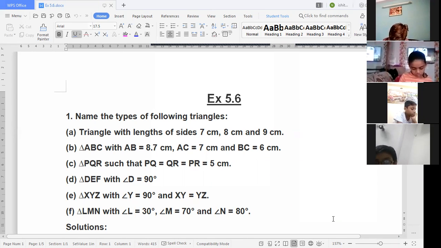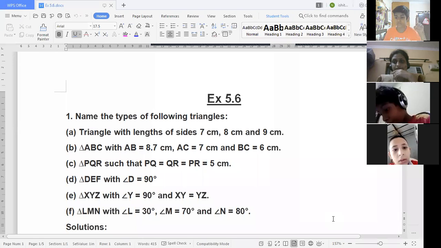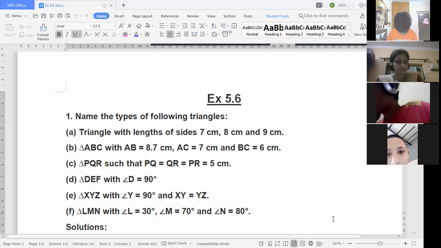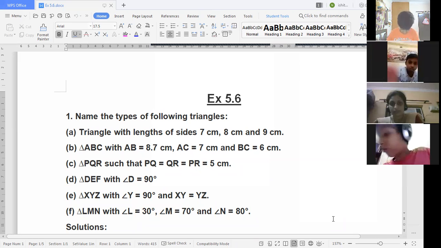Yes, Shubh. The triangle which has two sides equal, which type of triangle is it? Unmute yourself and tell me. The triangle which is having two sides equal, which type of triangle is it? Speak up, beta. Yes, Arsh.